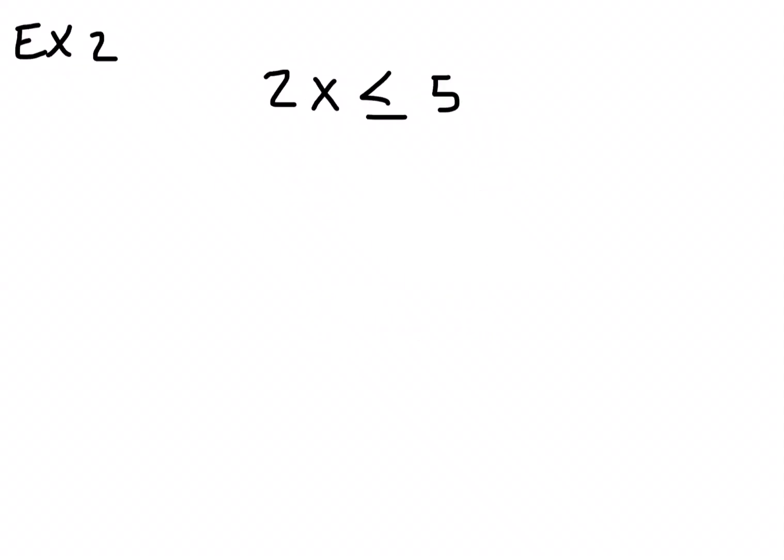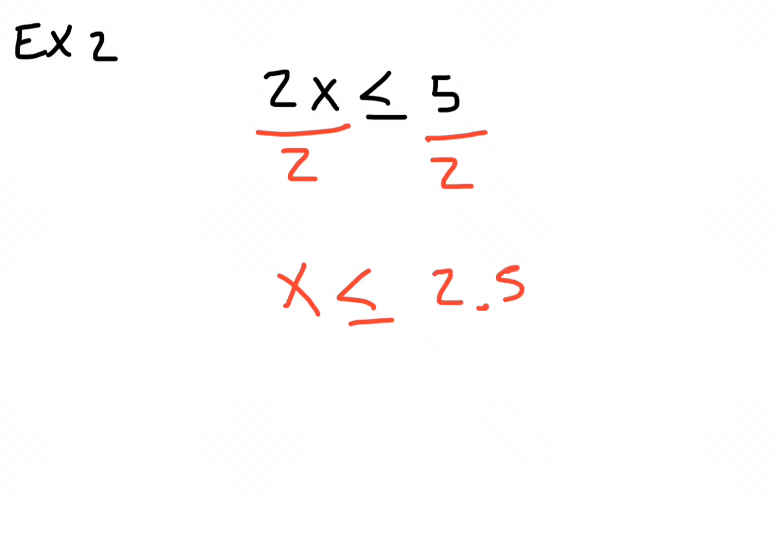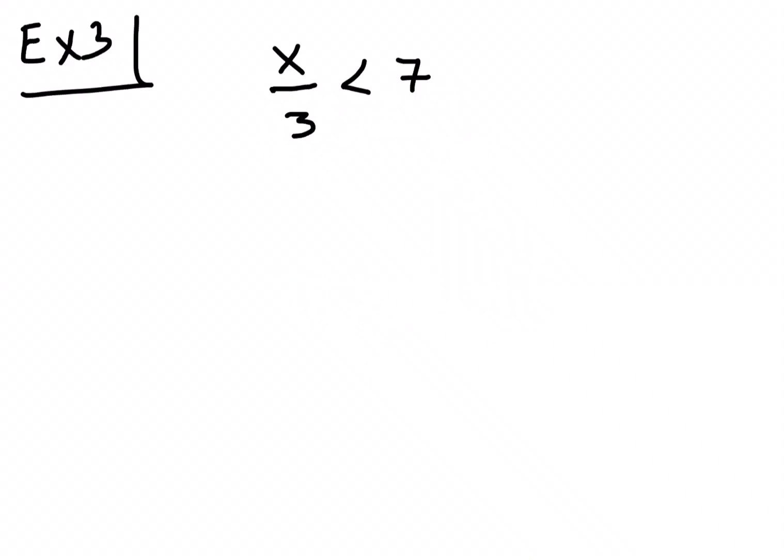Example number 2. 2x is less than or equal to 5. I am going to divide by 2, divide by 2. x is less than or equal to 5 divided by 2, which is 2.5. So we'll put 2.5 there. But what's important here, you're not going to have any of those. We're not going to have decimals in your Excel. And what's important here is that my sign stayed the same because I did not divide by a negative.